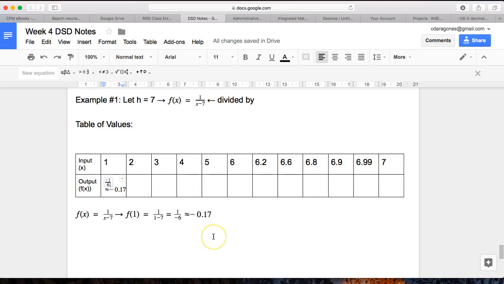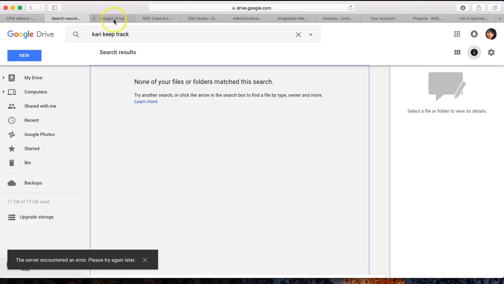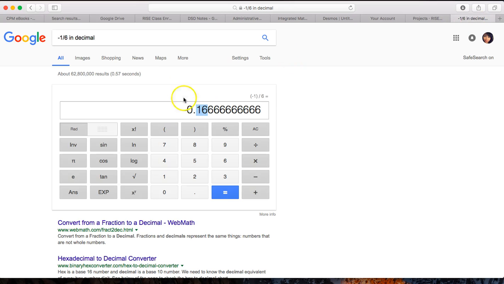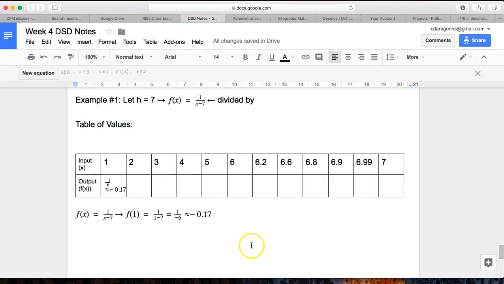Okay, so I'm going to do the next one, and then I would like for you to try and fill in the rest of these tables. Feel free to use your calculators, your phone calculators, or Google Calculator if you want to. And I would say try to find a decimal approximation for your outputs. So I'll do the second one for you. The second one is f of 2, right? Because now x is equal to 2.